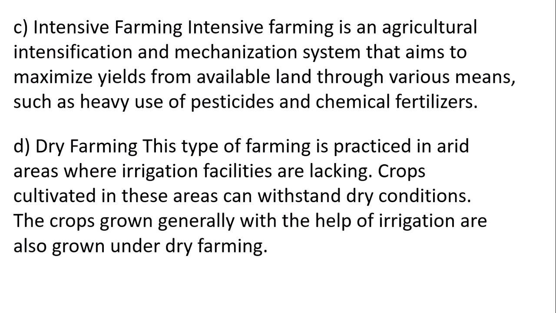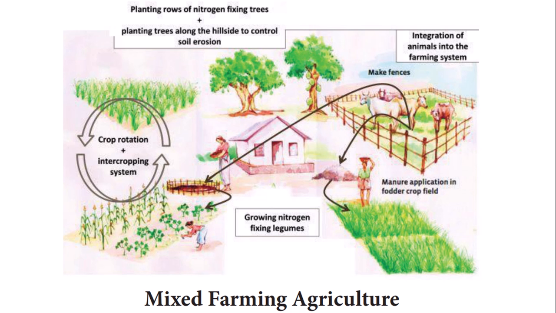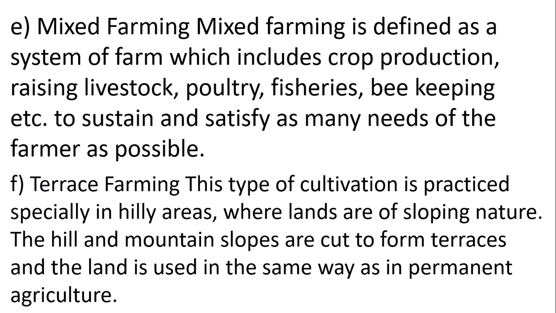Next, mixed farming. All types of crops are grown over there, like crop production, raising livestock, poultry, fishery, beekeeping, etc. All these. And next, terrace farming. So this is practiced in hilly areas. The hills and mountain slopes are cut to form terraces, and the land is used in the same way as in permanent agriculture. So in this way, the people in hilly areas cultivate their crops.